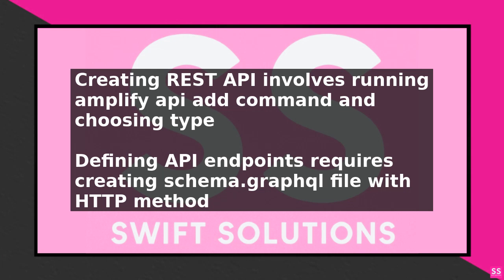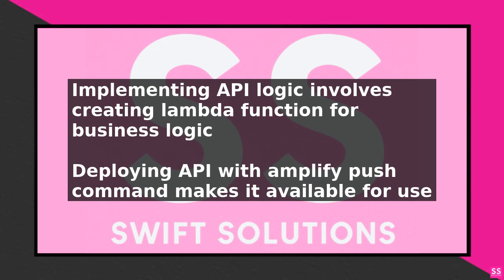Best practices. When building a REST API with AWS Amplify, it is essential to follow best practices, such as using API keys or IAM roles to secure your API, implementing input validation and error handling, and monitoring your API performance using AWS CloudWatch.